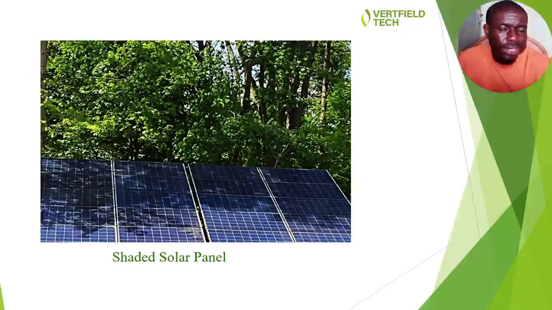Now, this is a typical example of a shaded solar panel. You can see that the trees have covered a part of the solar panel, which means if this is supposed to generate 5 kilowatts for you, at the end of the day you might just be receiving 2 kilowatts, and you'll be wondering, are these solar panels okay? Yes, they are working fine. They are working the way they should.